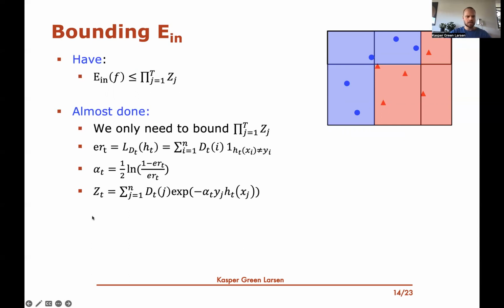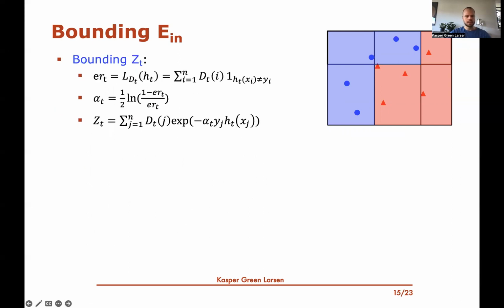And now we want to somehow bound these Z t's. Okay. So I just move the things up. We want to bound Z t, and we have these things available. Okay, so what do we have? What can we do now? The first thing we can do is we can try and write out this Z t to another expression. So what do we see here?